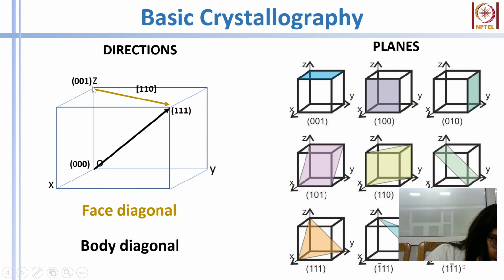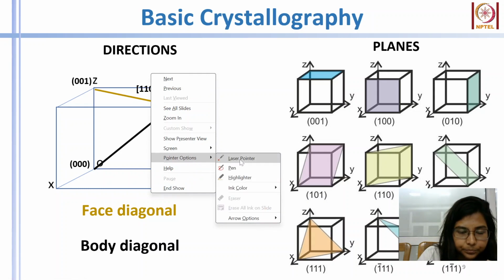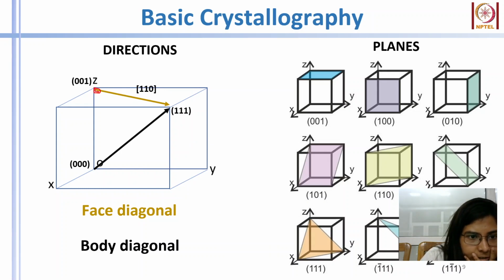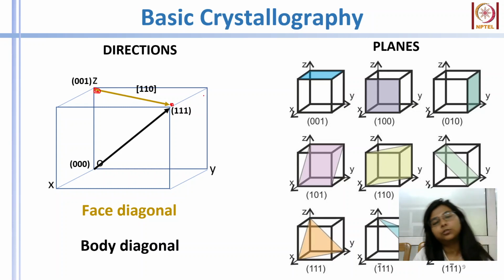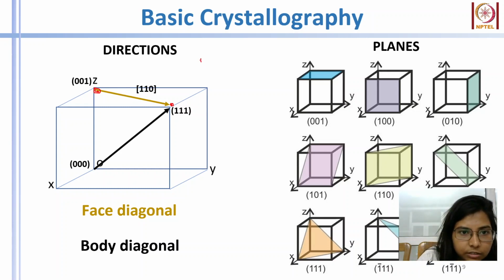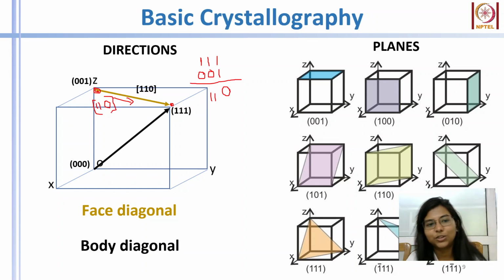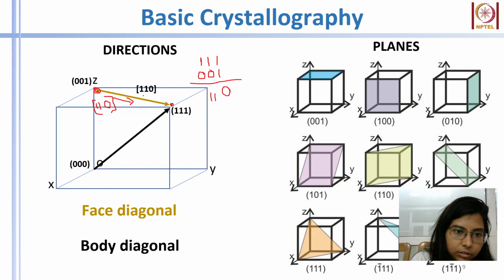Like this diagonal, if you consider a direction from here to here, this is the tail point and this is the head point. So let us try to find out the Miller indices for this direction. This is your tail, this is your head. We have to subtract the coordinates of the tail point from the coordinates of the head point. So we will write 1, 1, 1 minus 0, 0, 1. We will subtract. 1 minus 0 is 1, 1 minus 0 is 1, and 1 minus 1 is 0. So then my direction is this 1, 1, 0 direction. This 1, 1, 0 direction is also very important in FCC, right? So you have to remember how we got it.